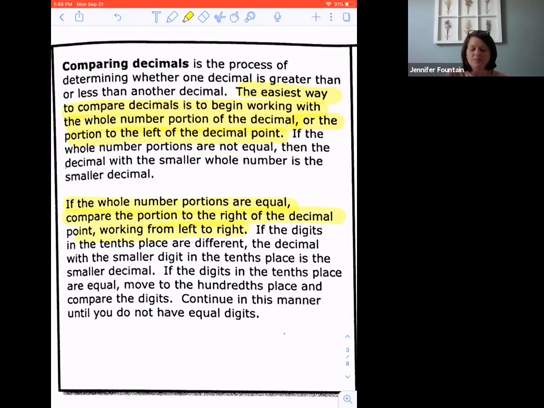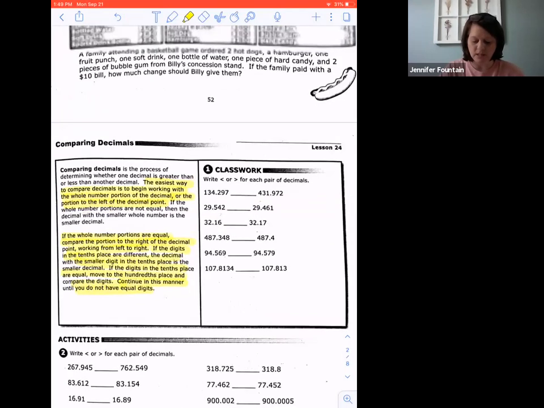And so basically, if the digits in the tenths place are the same, you move to the hundredths place. If the digits in the hundredths place are the same, you move to the thousandths place, and you just keep moving over until you do not have equal digits, okay? So that's what you're going to be doing, is looking through, comparing based on place value until you find where they don't match up. So we're going to look at our classwork here.